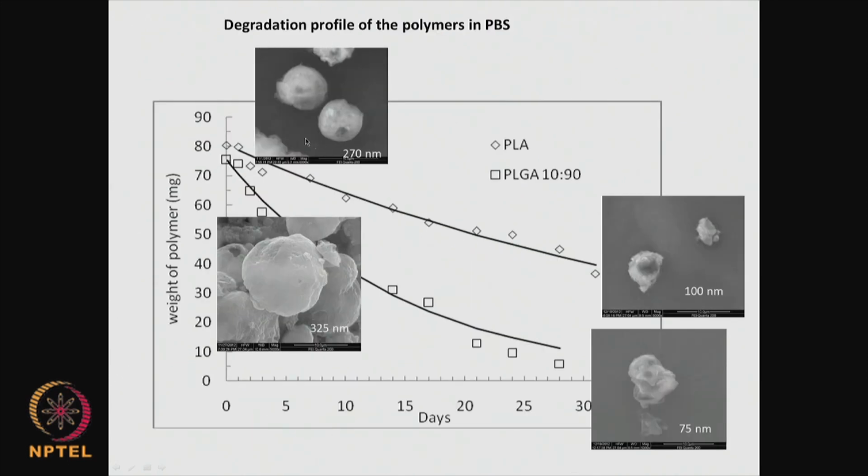This also shows you the scanning electron pictures of the degradation of both the polylactic acid and polylactic glycolic acid systems. Nice polymeric spheres here, as you can see, and with time they degrade. Polymers of a certain diameter, 270 nanometers, become almost 100 nanometers in 30 days. PLGA starting from 325 nanometers comes down to 75 nanometers. You can see a nice degradation profile and changes in the size of these polymers.